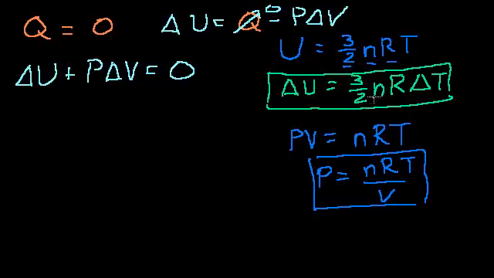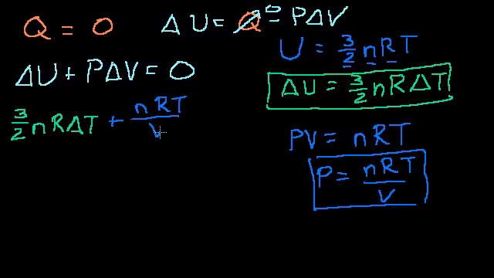So delta U is equal to this thing. So that means that 3/2 nR delta T plus P, and P is this thing, plus nRT over V times delta V, is equal to 0. Interesting. So what can we do further here? And I'll kind of tell you where I'm going with this.